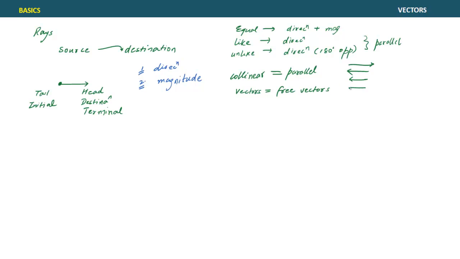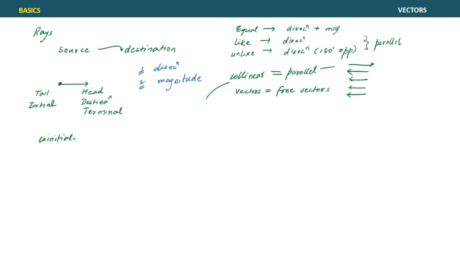If you start moving this parallelly, it will remain the same vector. That is why we call vectors free vectors. So either you call them collinear or you call them parallel, it is one and the same thing. Parallel could be like vectors as well as unlike vectors. Okay, what will be co-initial vectors?